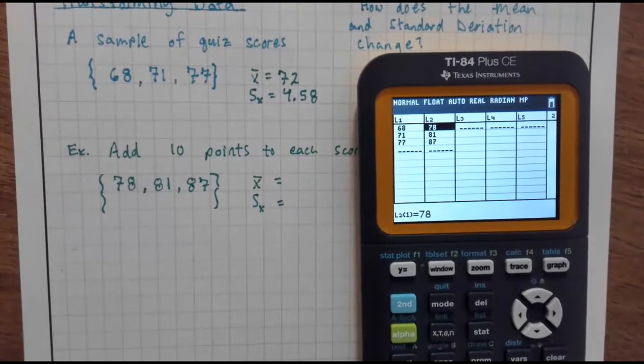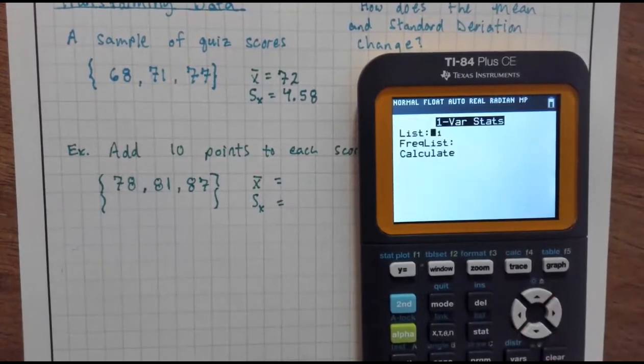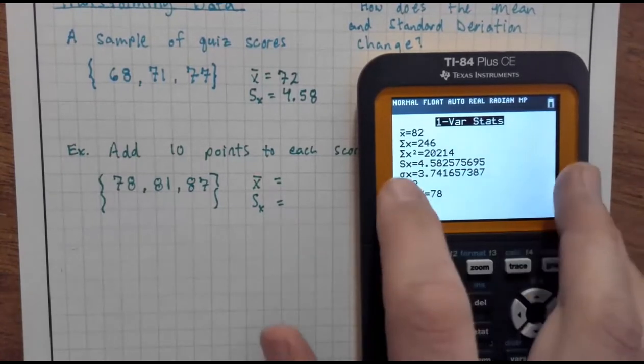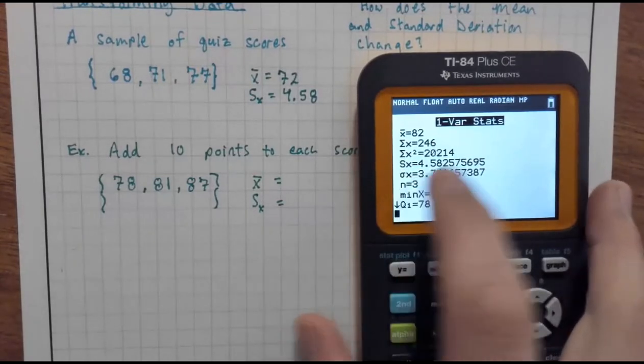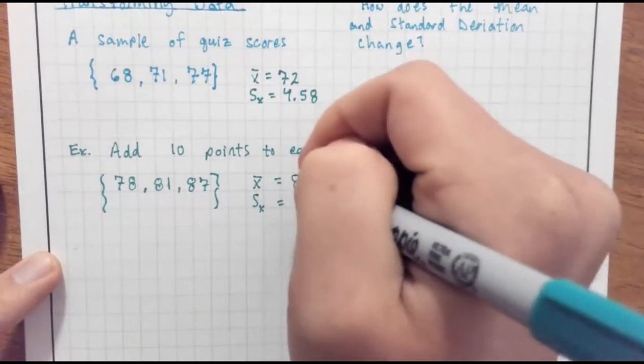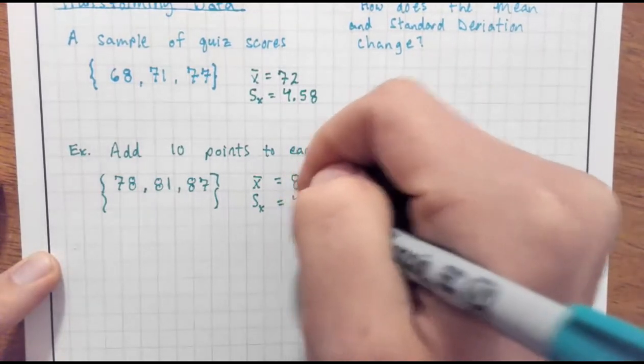So we've got all our scores, 78, 81, 87. Now I'll go to stat, I'll go to calculate, one variable statistics, and I'm not going to pull the data from list 1 this time. I've transformed that data, and I put our new data into list number 2. So I'll put list 2, calculate, and let's jot down the mean, X bar, and the standard deviation. We're just using Sx rather than this symbol for now. So the mean now is 82, and the standard deviation is still approximately 4.58.